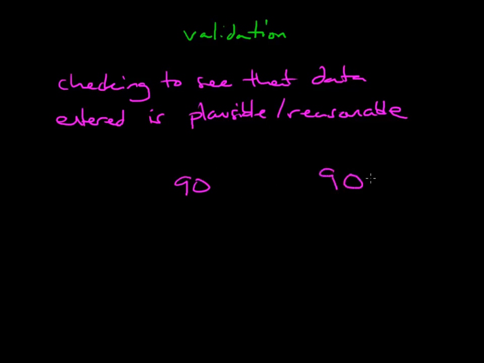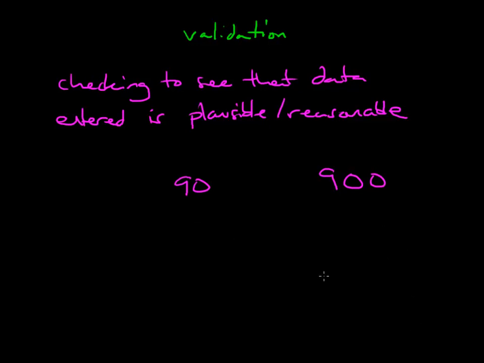If I try and enter 900 though, then a validation check should see that I can't enter this number because we can't have a human age of 900 years. So validation is checking to see that the data entered is reasonable, it's sensible, or it's plausible.